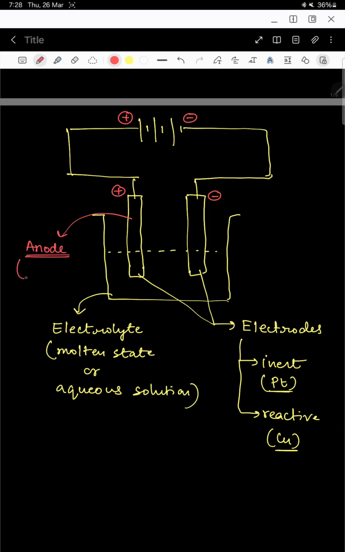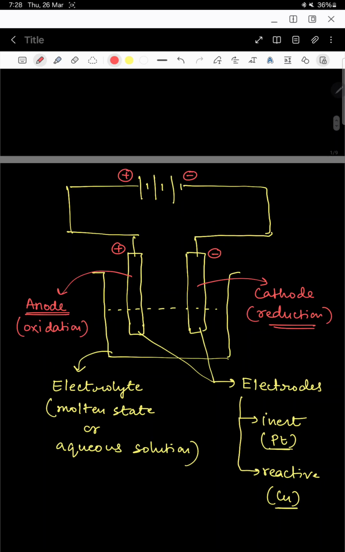Why anode? Because on this rod oxidation will take place. And on the right hand side, that is called cathode. Why? Because on this the reduction will take place. Okay, so this is a setup. This is the setup which is called an electrolytic cell.